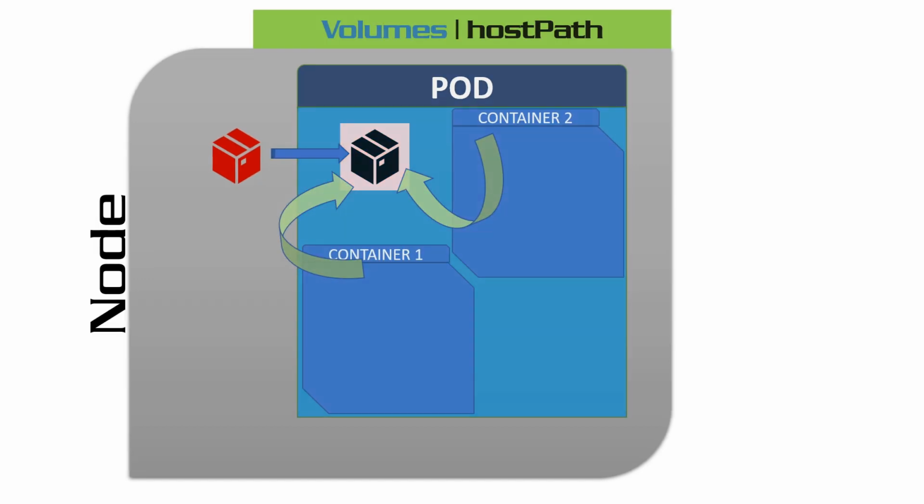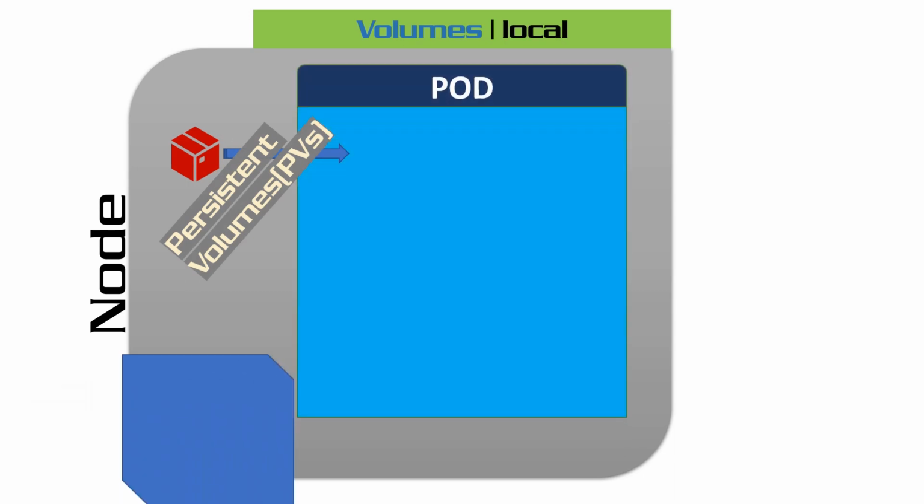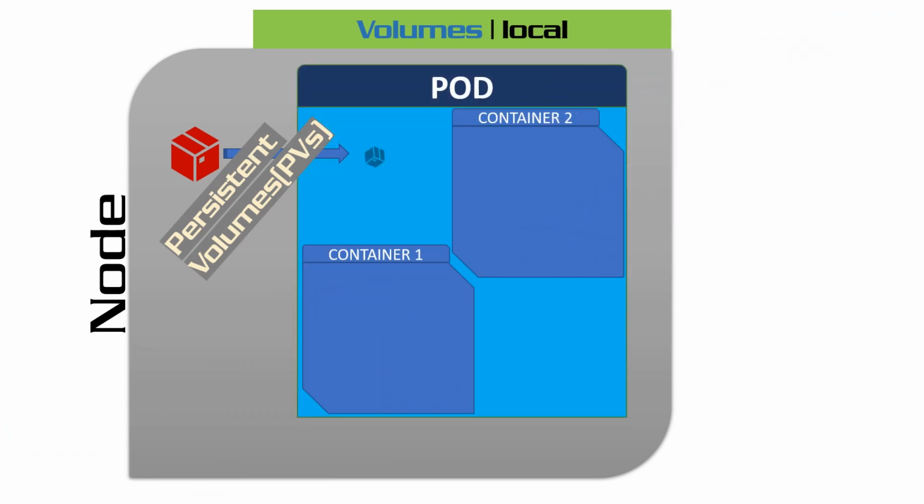The next type of volume is called local, which is very similar to hostPath, but it lets you mount a local disk or partition to your pod. It uses a concept called persistent volumes, which we'll cover in our future sessions. Due to that abstraction and the node affinity we'll define in persistent volumes, your pod will always be scheduled to the same node again and again, and that way your pod will have access to the files.